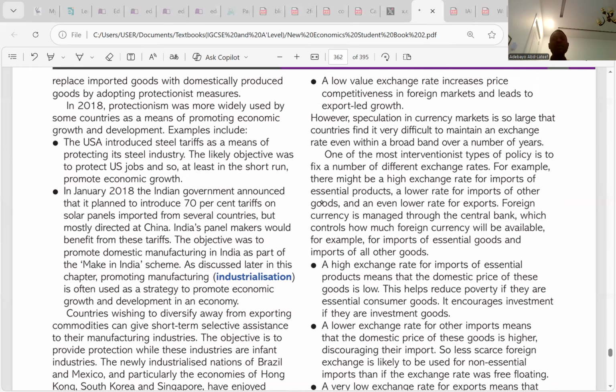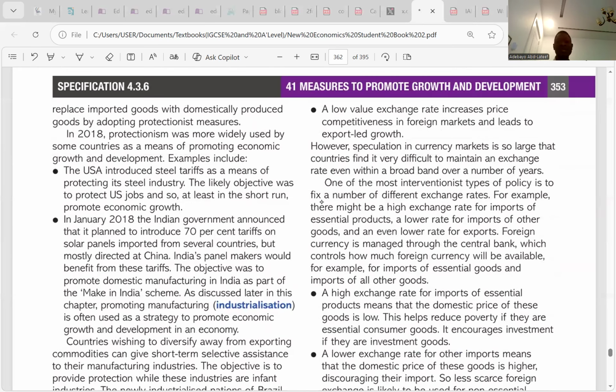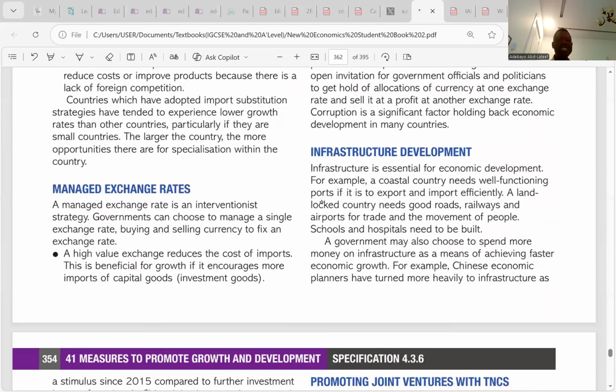The third one, a low value exchange rate increases price competitiveness. A low value exchange rate increases price competitiveness in foreign markets and leads to export-led growth. But wait, I want to check something here. No, that's exchange rate anyway.